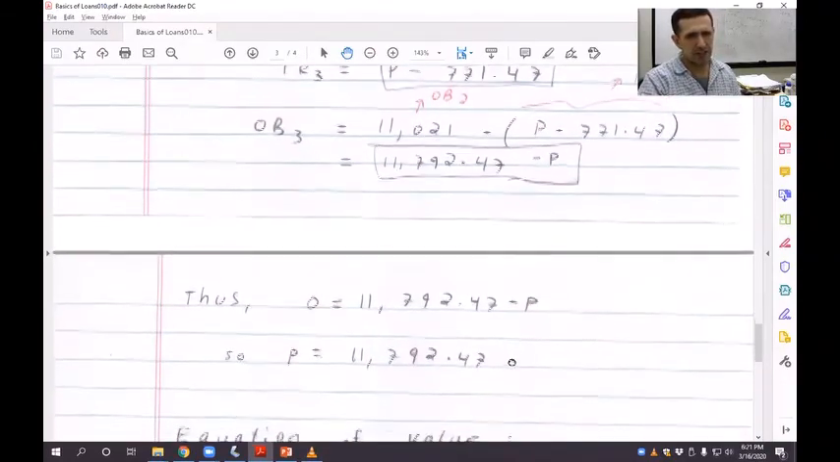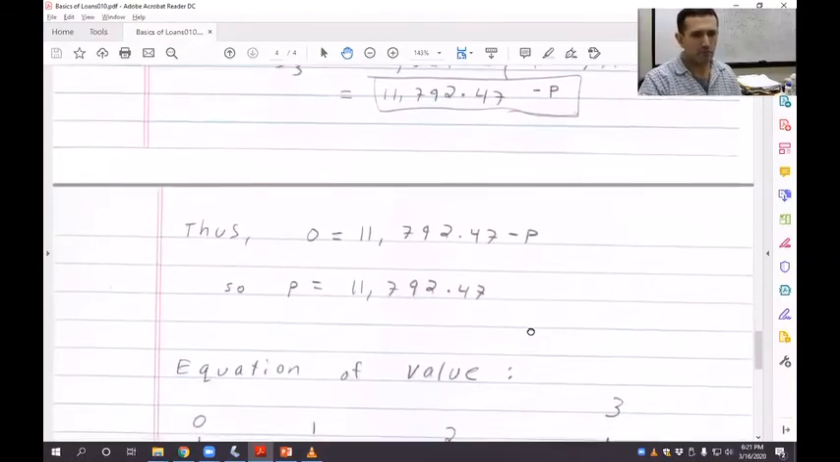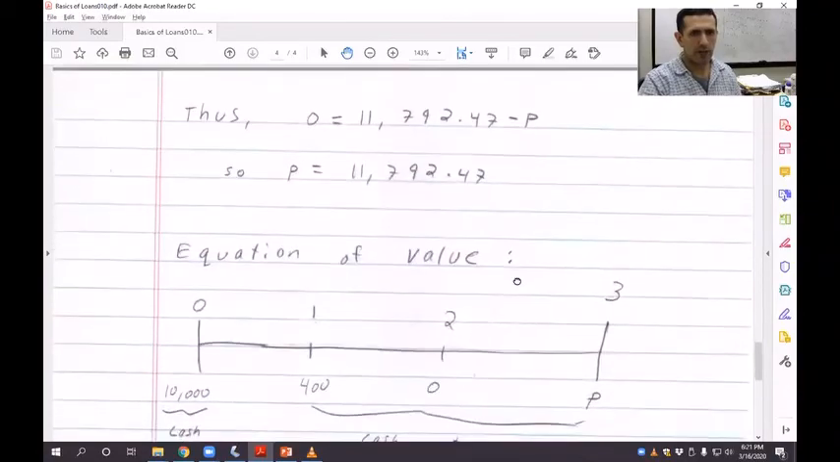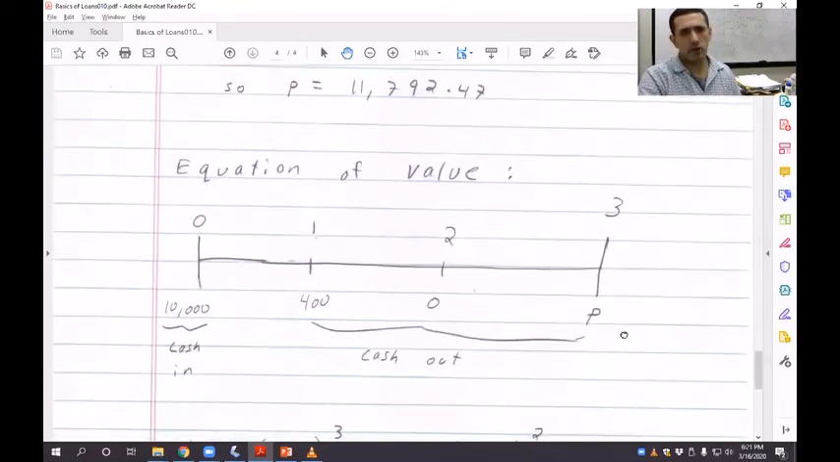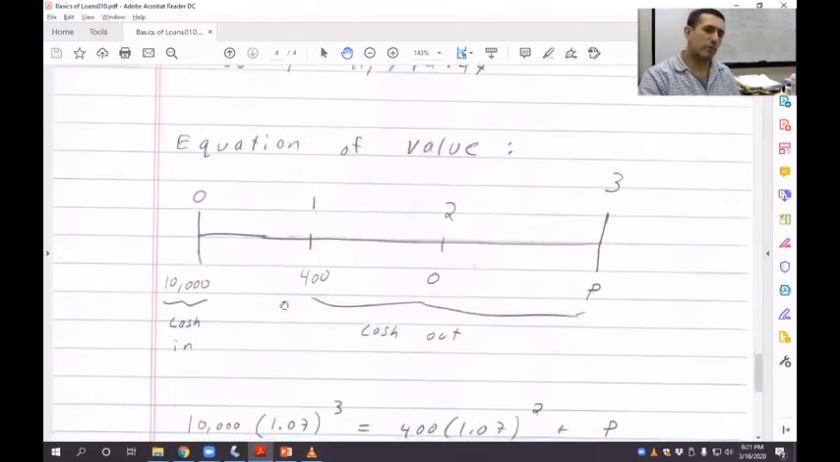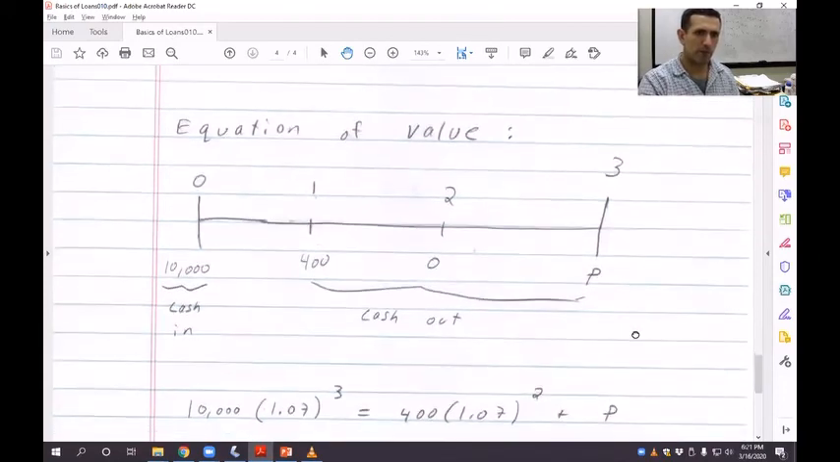Okay, and yeah, let's set up the equation of value. The unknown is at the end of the loan, so let's set up the equation of value at t equals 3. Since it's the end of the loan, the accumulated value of the cash in equals the accumulated value of the cash out, time value. So the accumulated value of the cash in is just 10,000 times 1.07 to the third. That accrues 3 years of interest, 1, 2, 3. And the 400, the cash out, accrues 2 years of interest, 1, 2.